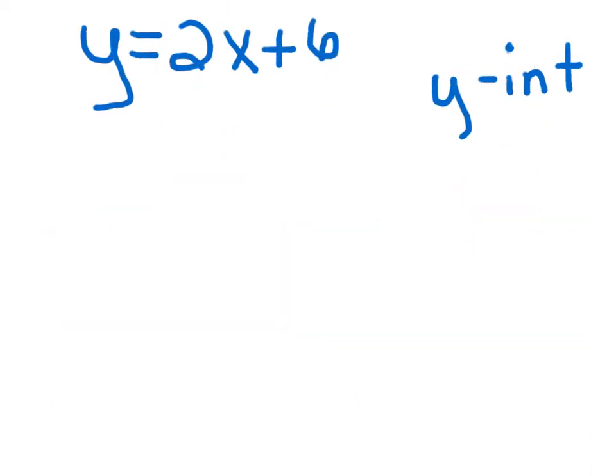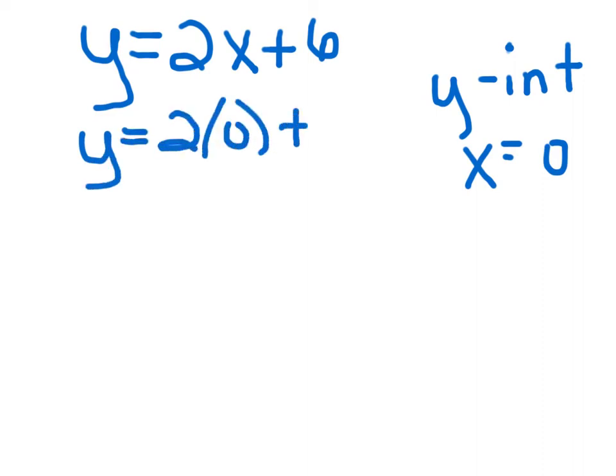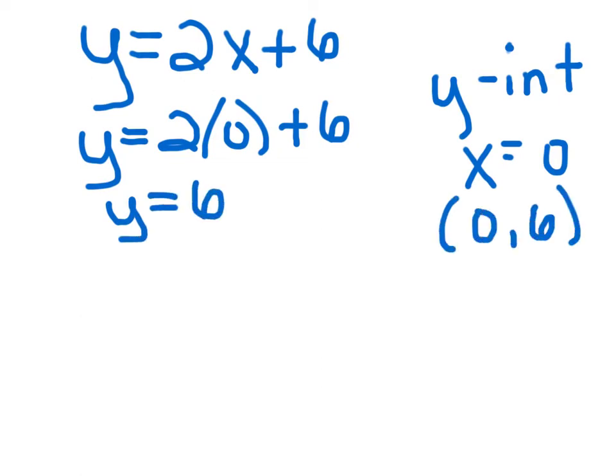The equation y equals 2x plus 6 is the equation of the line, which was the top right-hand graph. If I want to find the y-intercept, I'm going to plug in x equals 0. So y equals 2 times 0 plus 6. So y equals 6. So my intercept is (0, 6).